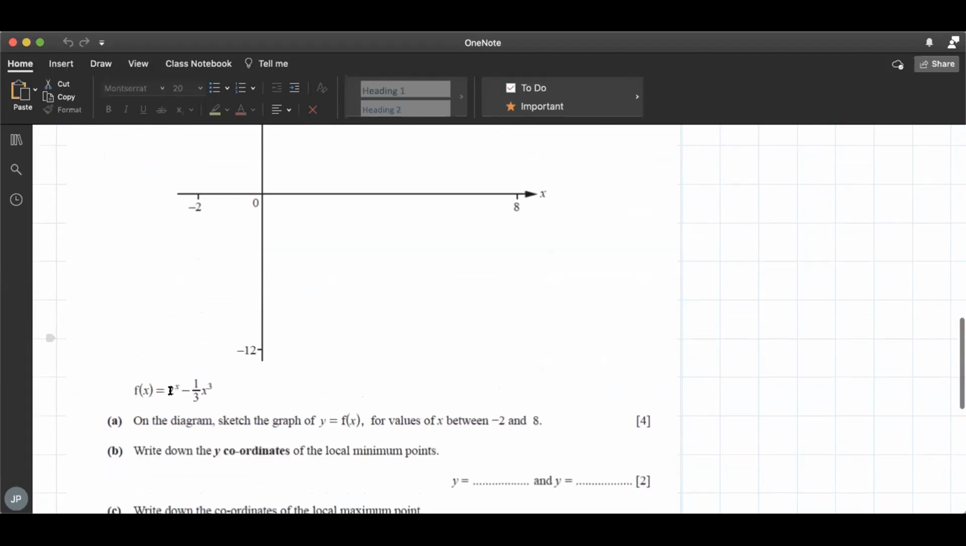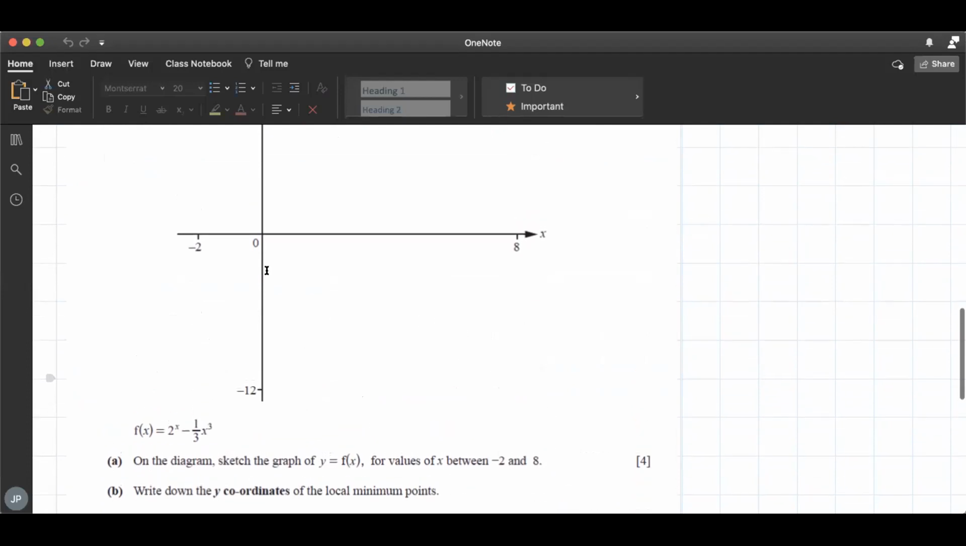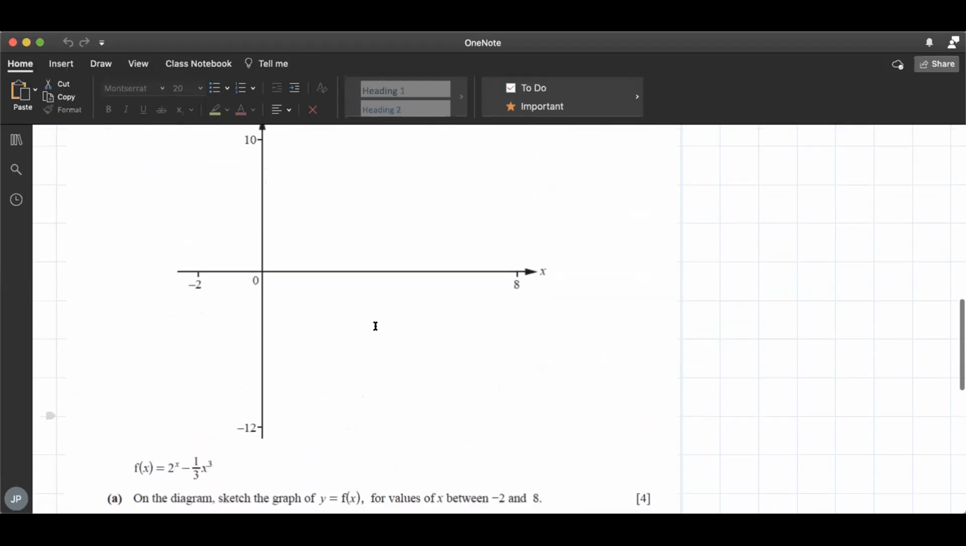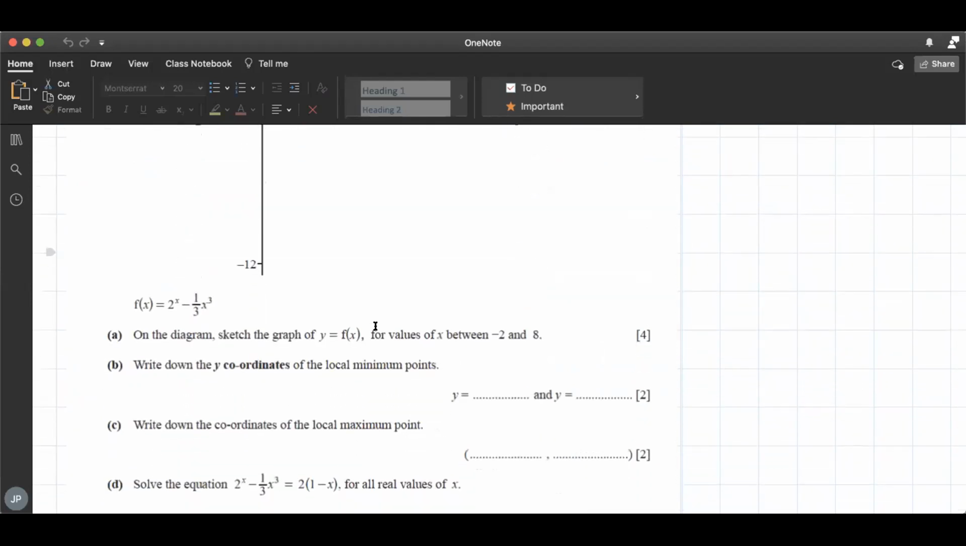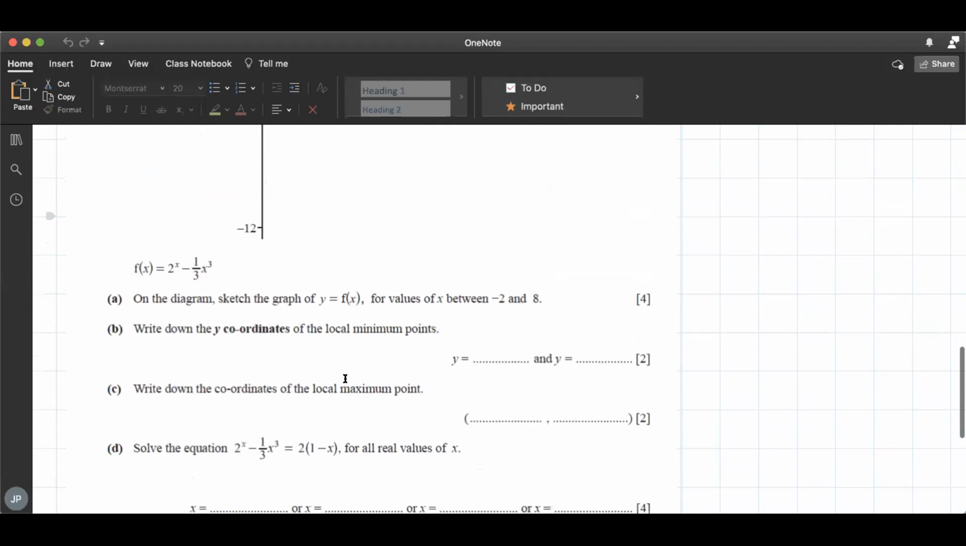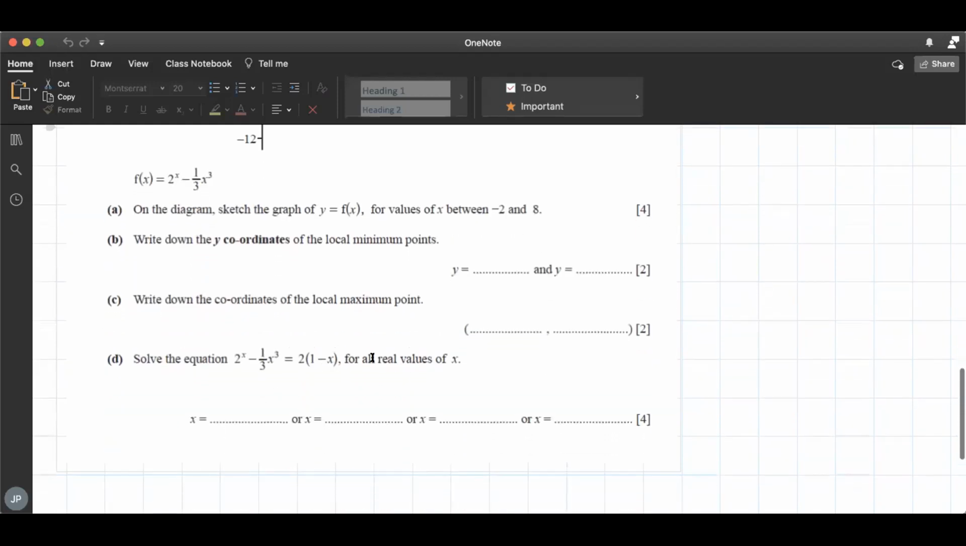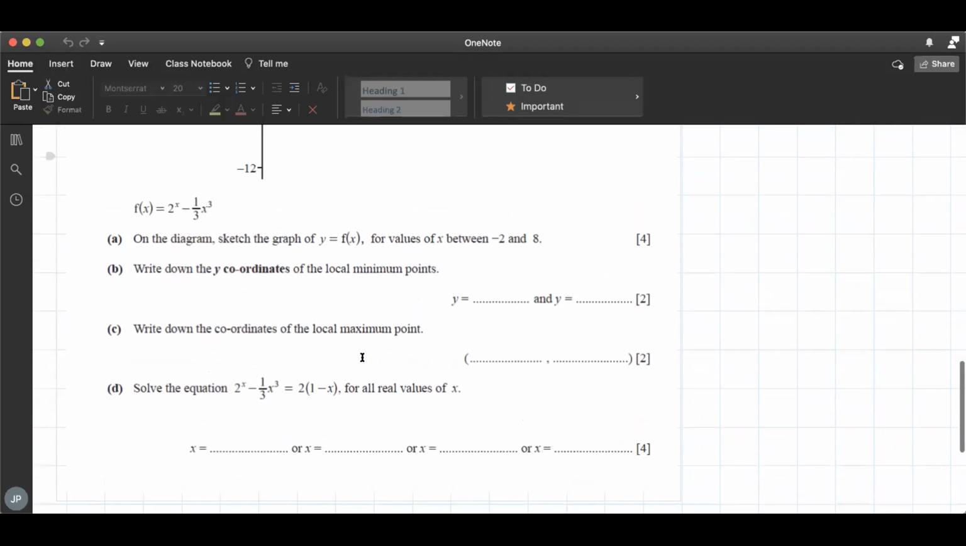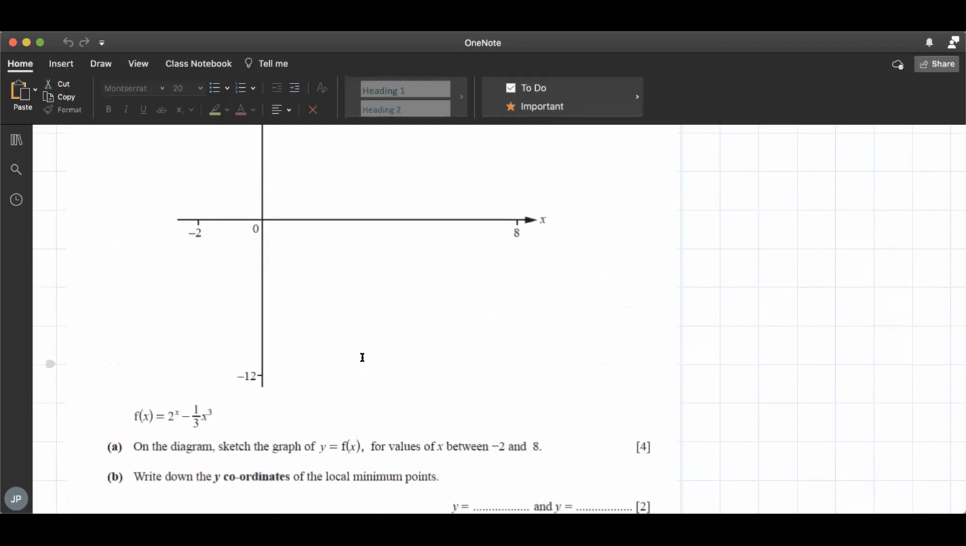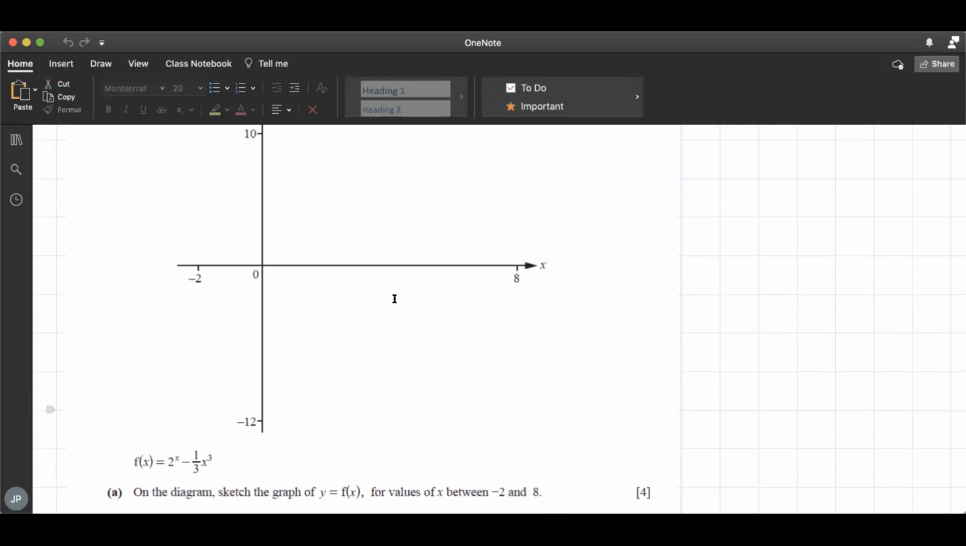The function is defined as 2 to the x minus 1 by 3x cube, and the question requires you to graph it between -2 and 8 on the x-axis. For x values -2 to 8, and the y values are -12 to 10. So I'm just going to use the same calculator. They ask for the y coordinates of the local minimum points, the coordinates of the maximum points, and then to solve that equation. So we'll come to solving the equation part soon. Okay, so I'll do this for you guys. And for those of you who've been through this webinar series, you must have seen this before also. Okay, so I'm going to do this graph quickly.